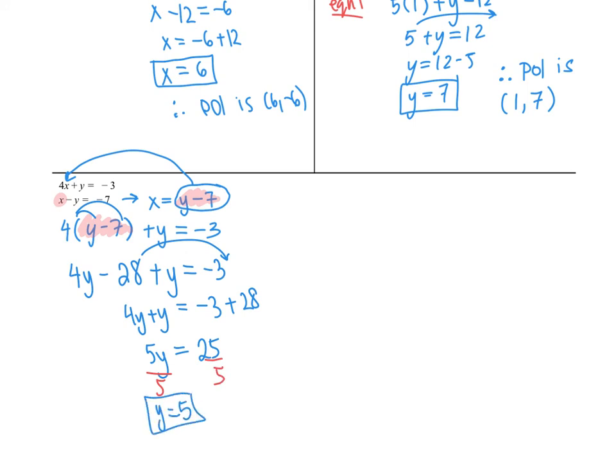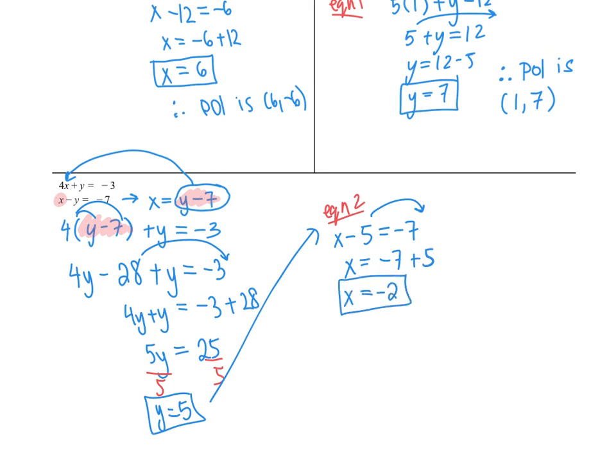And then you can plug it into any equation. I'm just going to go into the second one, but you could have gone into the first, it doesn't matter. And we have x minus y, so x minus 5 equals negative 7. Isolate for x by bringing the negative 5 over, and the negative 5 becomes positive. And if we simplify that, we get negative 2. So therefore, the point of intersection is negative 2, 5. Make sure when you're writing your point of intersection, it's always x comma y.